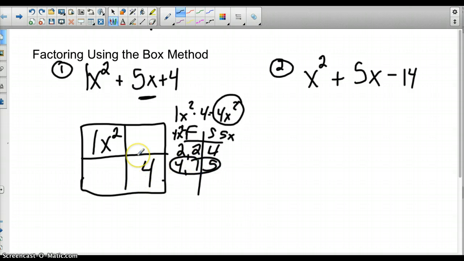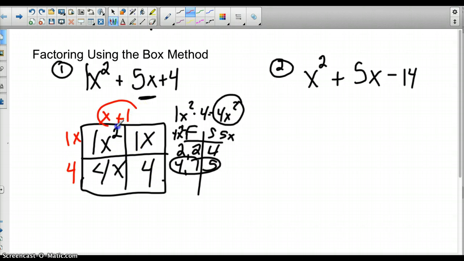And it doesn't matter what order you use, 1 and 4 or 4 and 1, you now want to place them into your box. But you need to make sure you put the variable with them. Okay. The next step when doing the box method is to find the GCF of each row and each column. So the GCF of this first row of 1x squared and 1x is just 1x. The GCF of 4x and 4 is 4. Okay, now do your vertical columns. 1x squared and 4x, the GCF is x, and x and 4, the GCF is just 1.